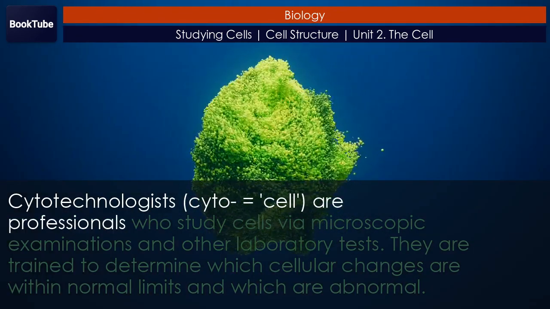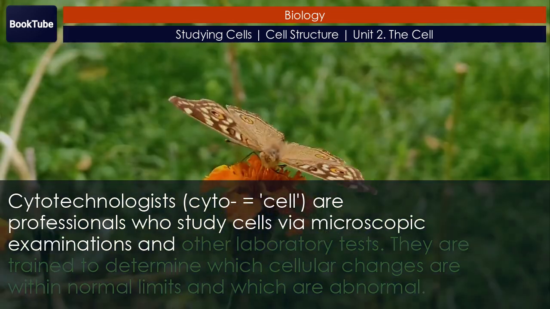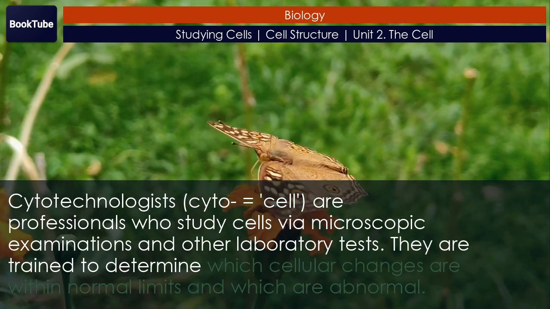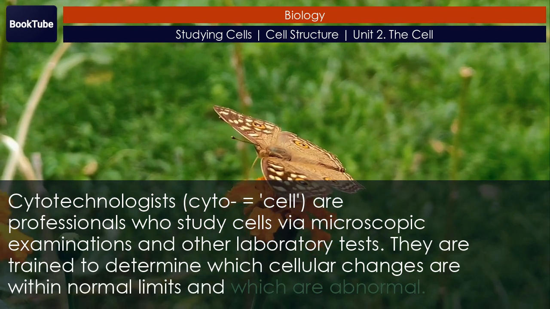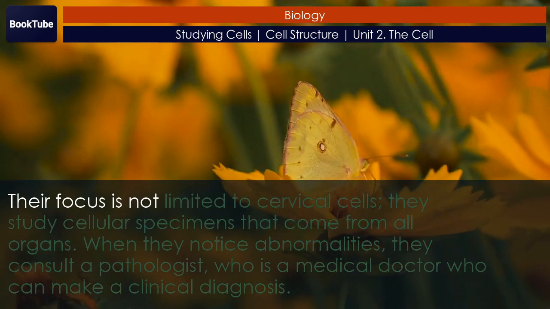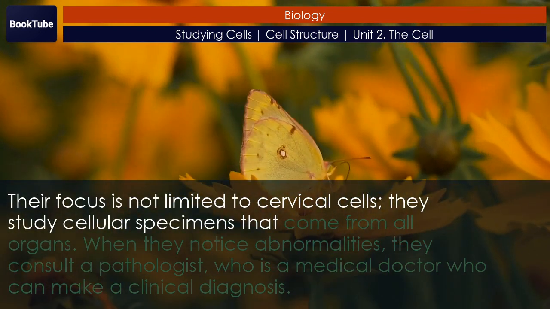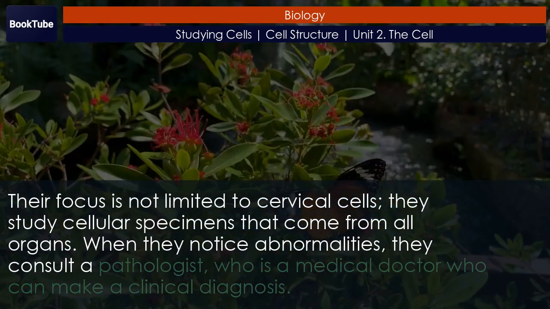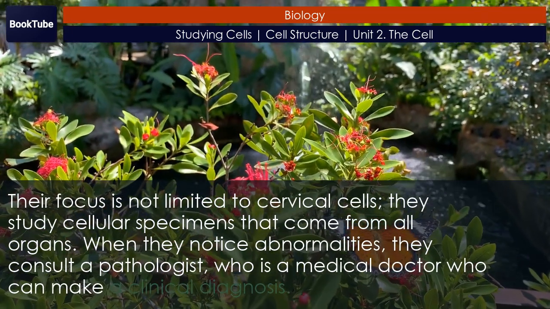Cytotechnologists, cyto equals cell, are professionals who study cells via microscopic examinations and other laboratory tests. They are trained to determine which cellular changes are within normal limits and which are abnormal. Their focus is not limited to cervical cells. They study cellular specimens that come from all organs. When they notice abnormalities, they consult a pathologist, who is a medical doctor who can make a clinical diagnosis.